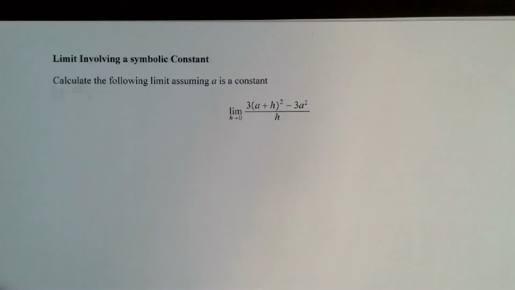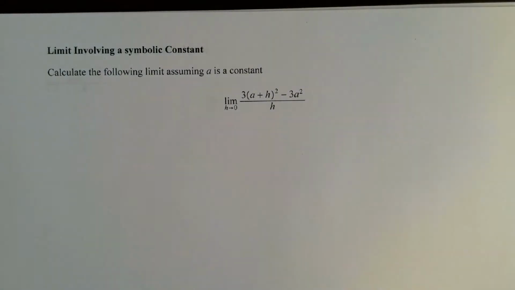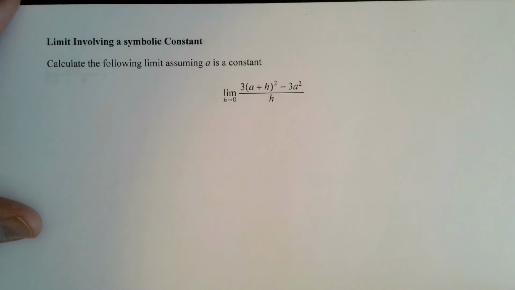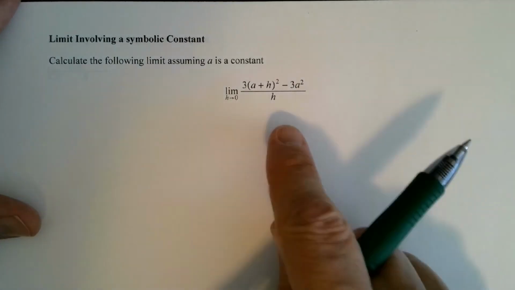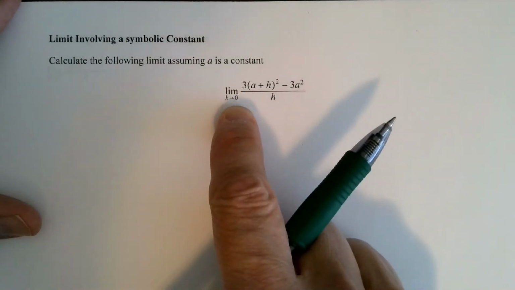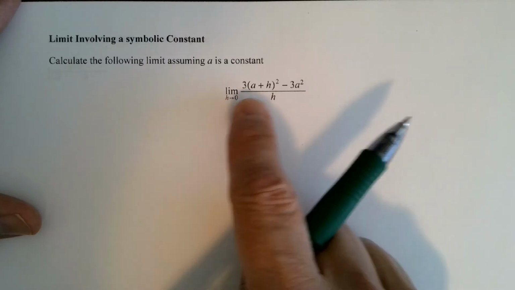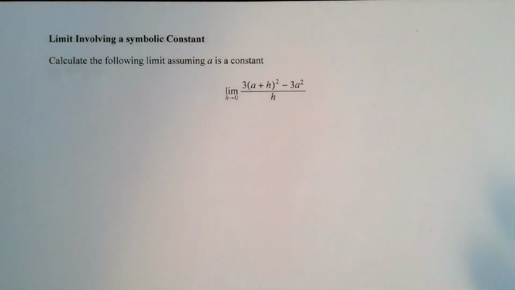Another thing is we sometimes evaluate limits that have a parameter or a symbolic constant, and so we're going to evaluate this limit assuming a is a constant. So a is not a function of h. A is not changing as h changes. H is changing in this limit. H is going to 0, but a is some fixed value. We don't know what it is.